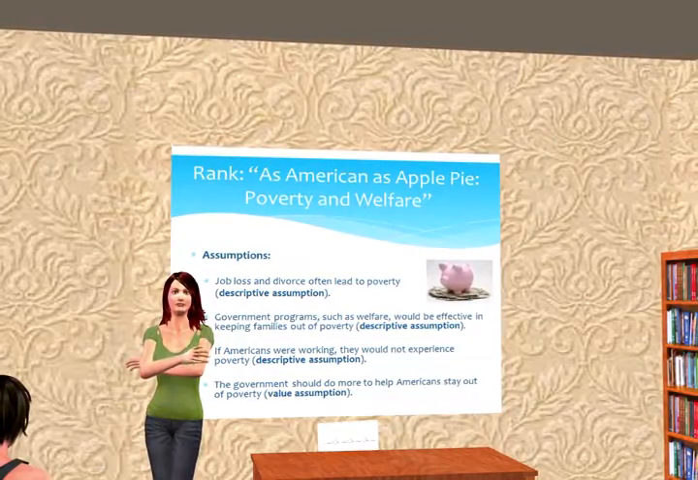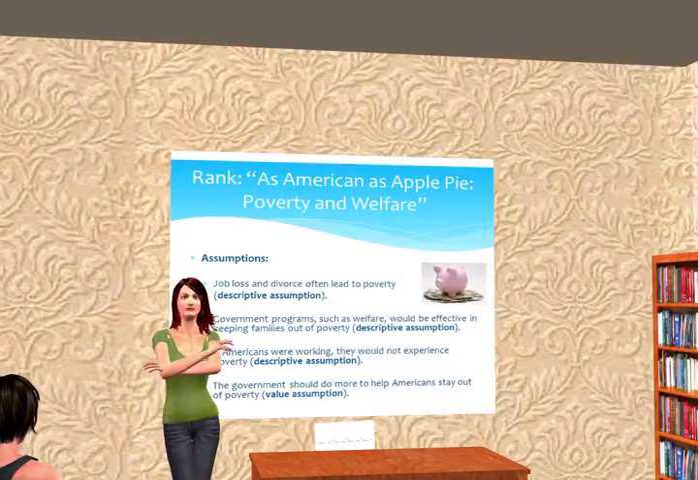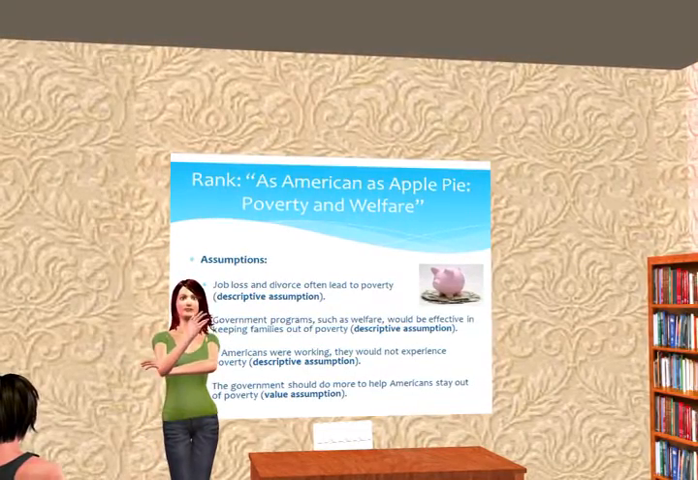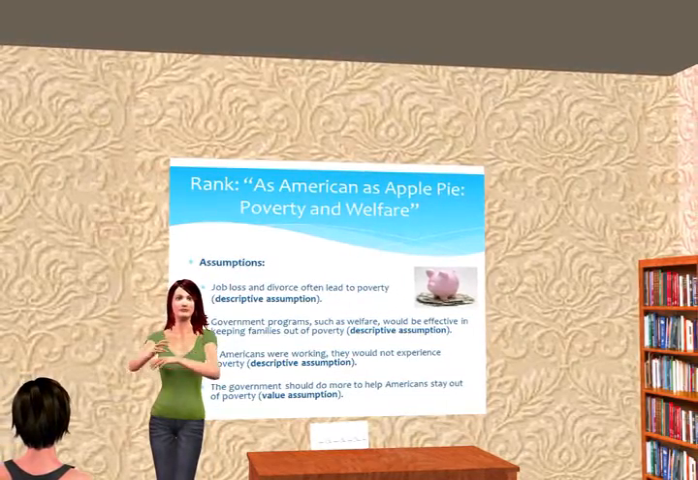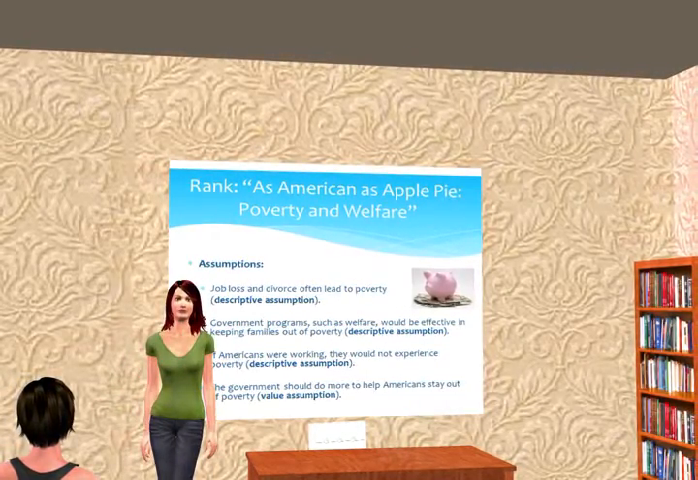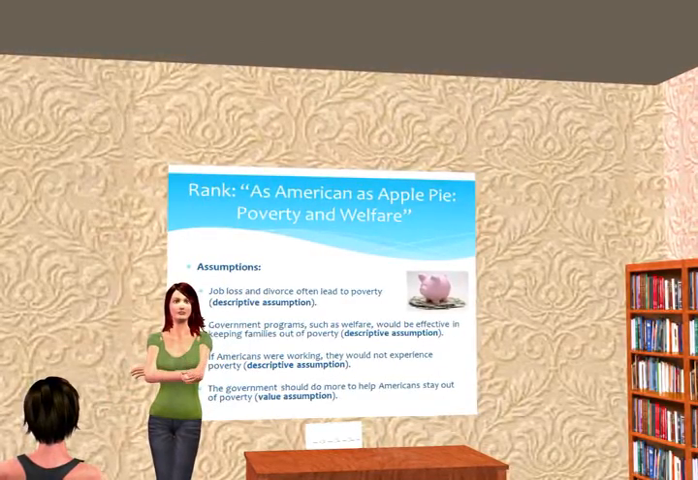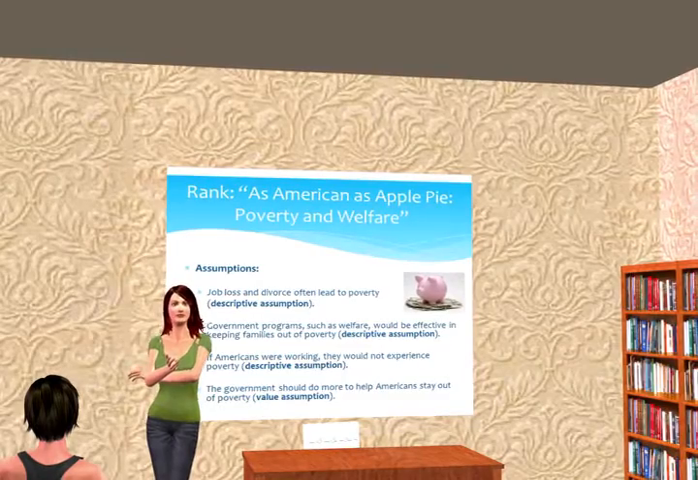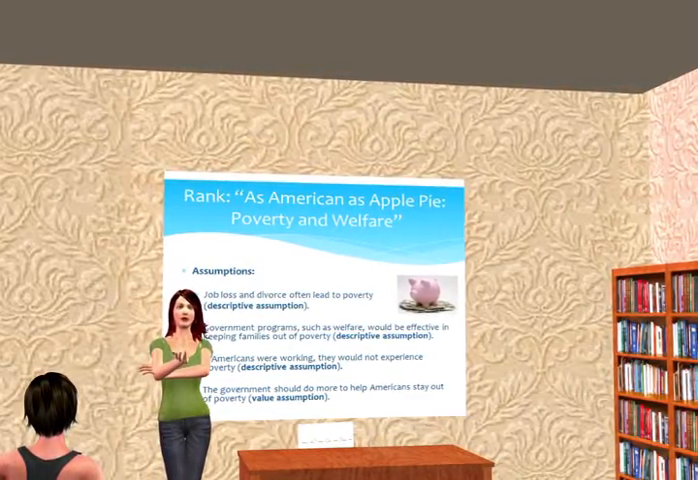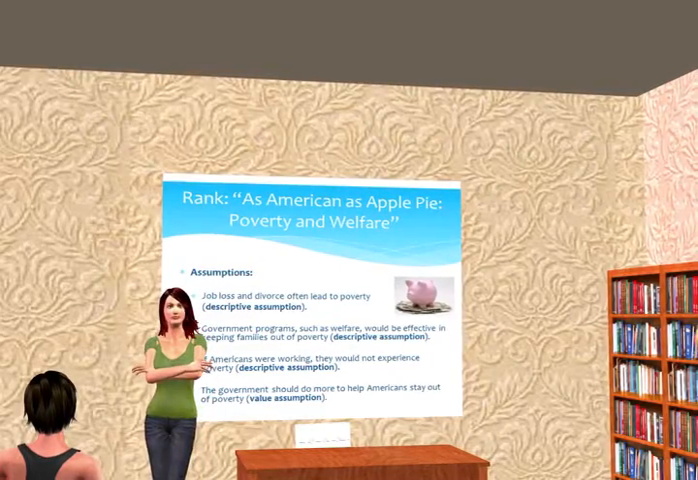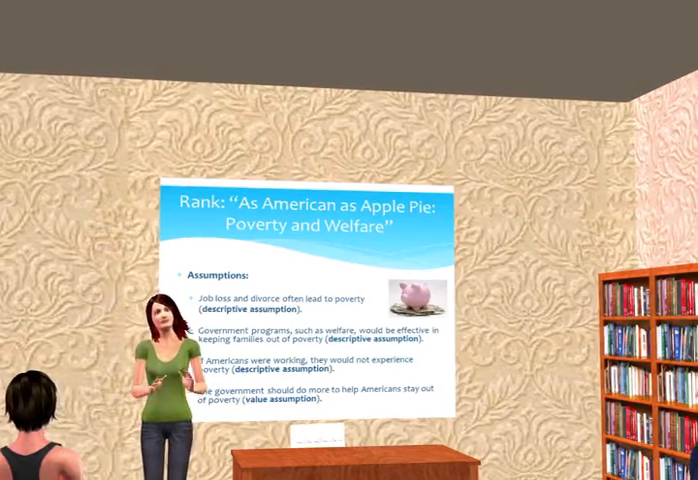He also assumes that government programs, such as what we often call welfare, would be effective in keeping families out of poverty. This is also a descriptive assumption. Now, what's interesting is there's a lot of evidence to suggest that a lot of welfare benefits in a lot of states, because welfare is often cash aid programs, which is what we often refer to as welfare, is usually distributed via state governments. Oftentimes the cash assistance that the welfare recipients get is actually not enough to keep their family above the poverty line.